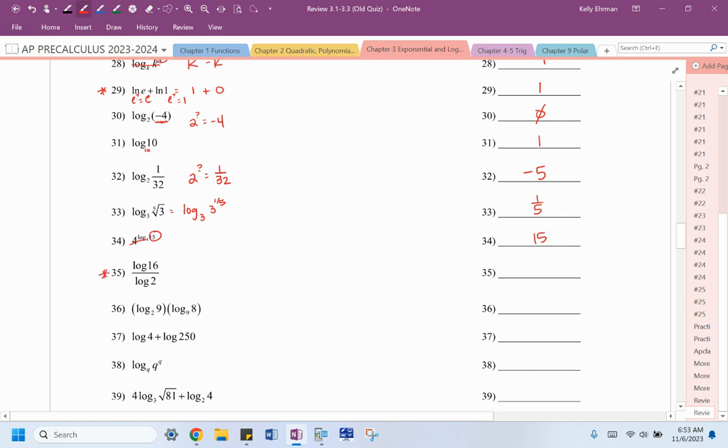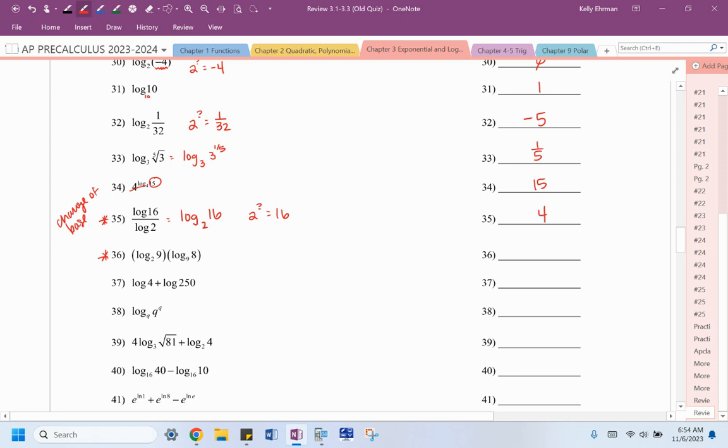35. This is one that was commonly missed on this quiz. Remember, anytime you see a log over a log or a natural log over a natural log, that is the change of base formula. And so what that means is we should write this as the log base 2 of 16, and then it's something we can evaluate. 2 to what power equals 16? The answer is 4.